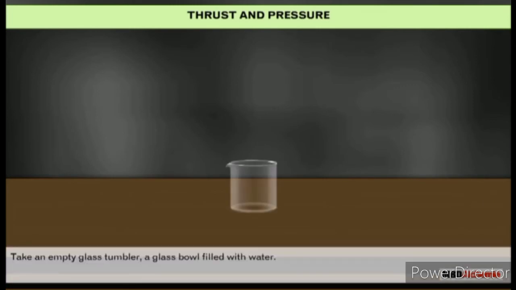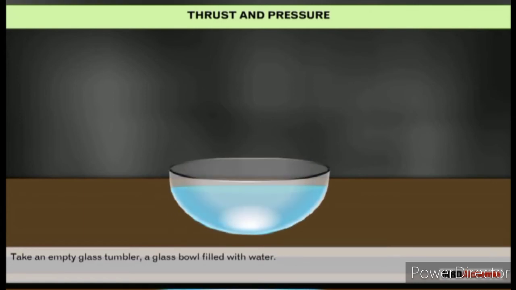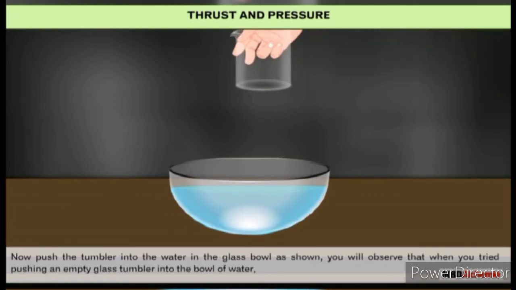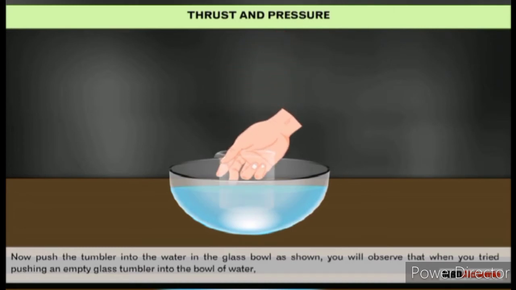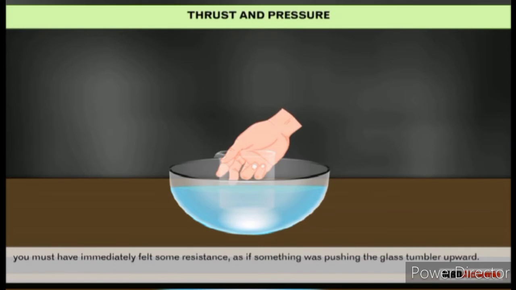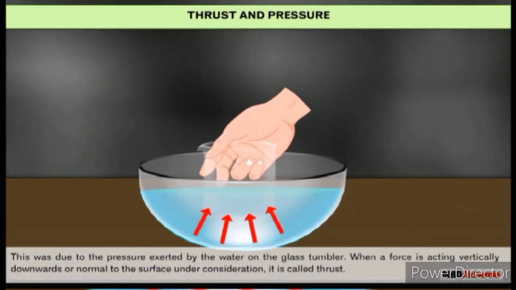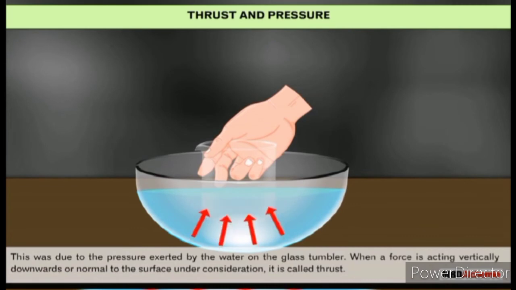Thrust and pressure. Take an empty glass tumbler and a glass bowl filled with water. Now push the tumbler into the water in the glass bowl as shown. You will observe that when you tried pushing an empty glass tumbler into the bowl of water, you must have immediately felt some resistance, as if something was pushing the glass tumbler upward. This was due to the pressure exerted by the water on the glass tumbler.